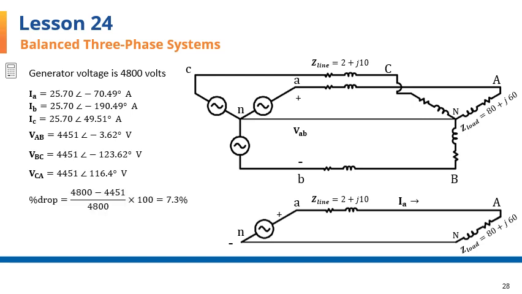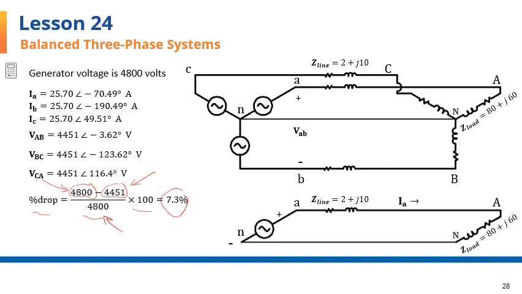So voltage drop in percents equals source voltage line-to-line minus load voltage line-to-line, divided by source voltage, times 100. And for our example, it comes to 7.3%. Remember to use only the magnitudes of the voltages. The phase angles should be left out.